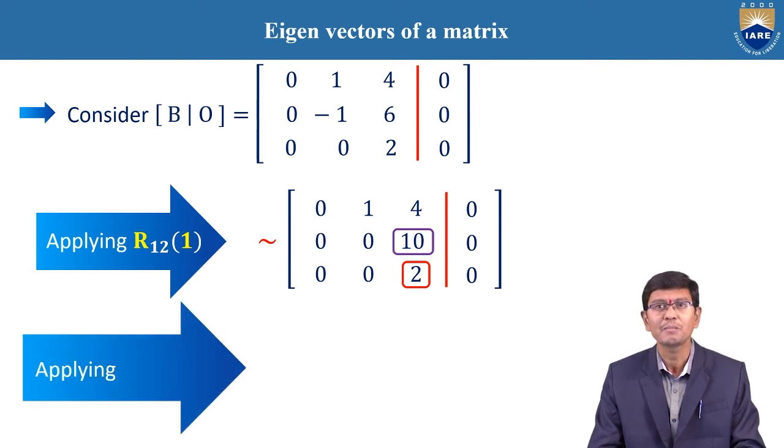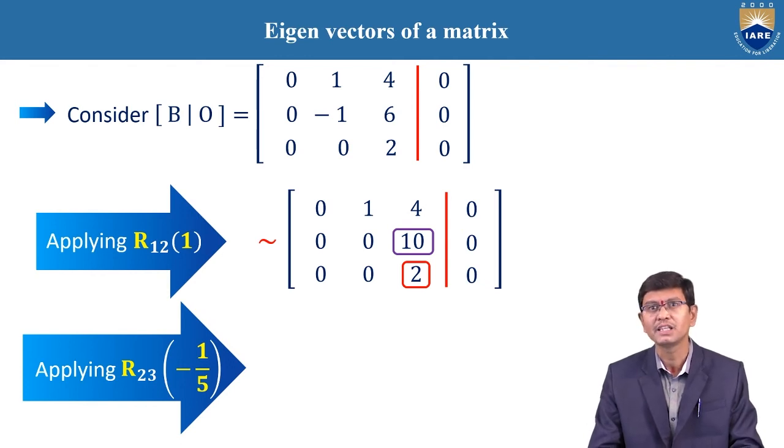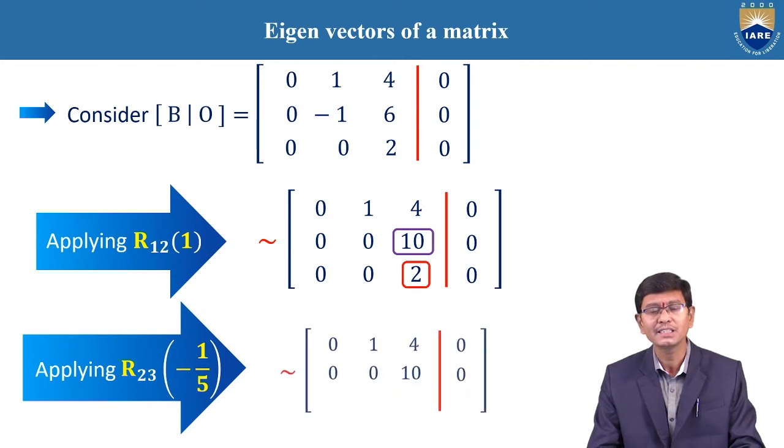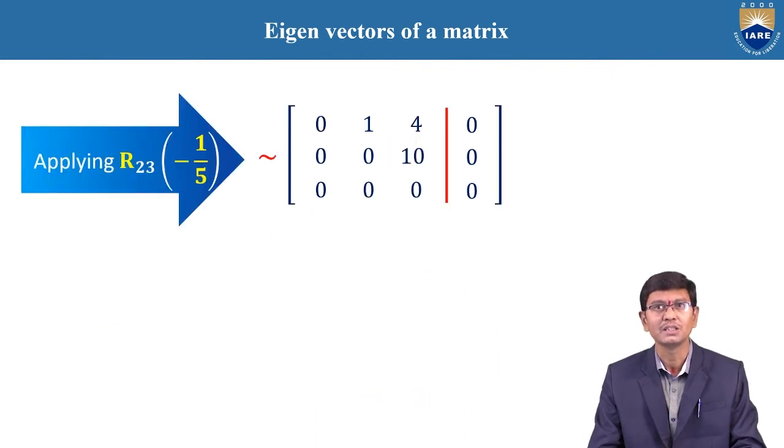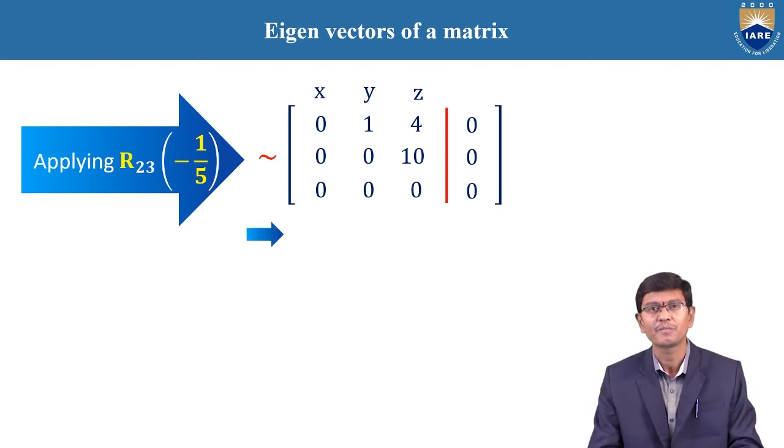Therefore, we need to change either 10 to 0 or 2 to 0. By using the operation R23 of minus 1 by 5, that is R2 minus 1 by 5 into R3, the matrix is reduced to 0, 1, 4, 0, 0, 10, and the last row is 0, 0, 0. Therefore, this matrix is clearly in echelon form. According to this echelon form, the number of non-zero rows is 2. Therefore, the rank of the matrix is also 2 only.